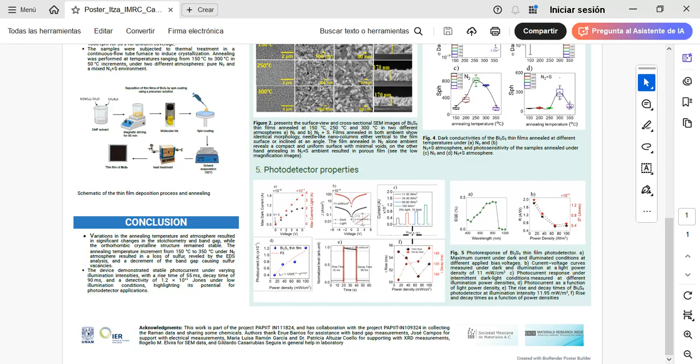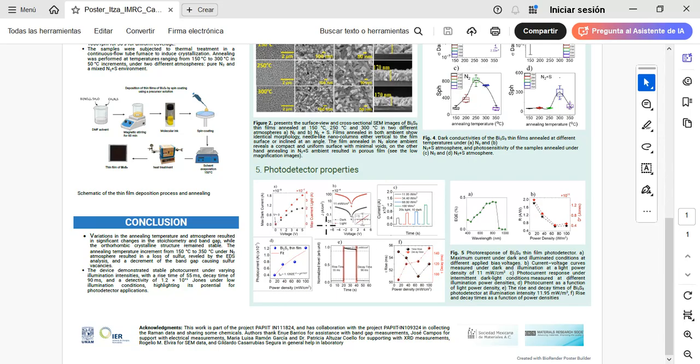The photocurrent as a function of light power density, and the rise and decay times of the bismuth sulfide photodetector as a function of illumination intensity, 11.95 milliwatts per meter squared.